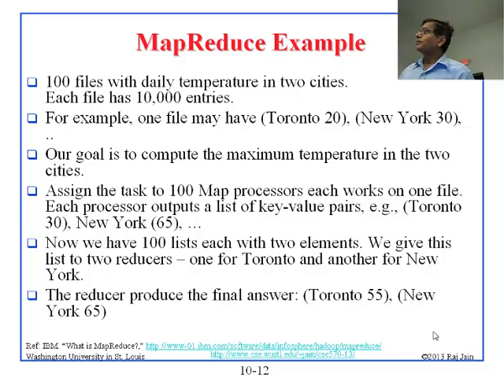Right? So each of them outputs a list of key value pairs. For example, the first one could say Toronto 30, New York 65. Now we have key value pairs, 200 in this case, with 100 mappers, right? We give this to 2 reducers, one for Toronto and another for New York. The Toronto one will take the Toronto values and come up with Toronto 55, and the New York one will come out with 65. So that's your final result after going through so much work.